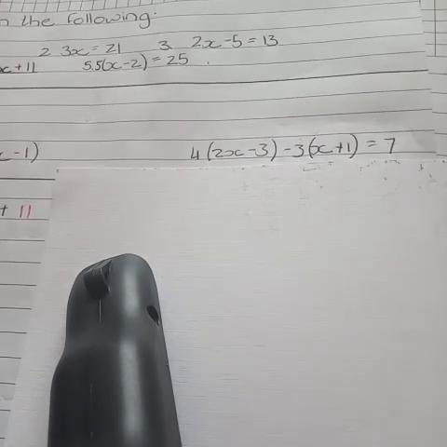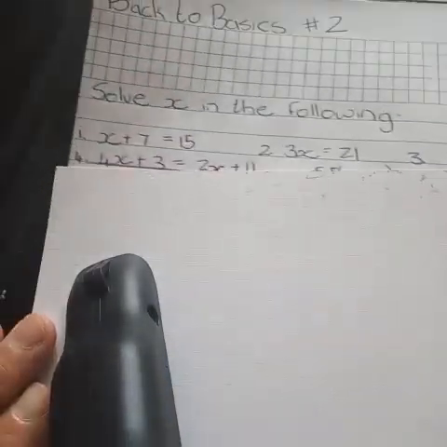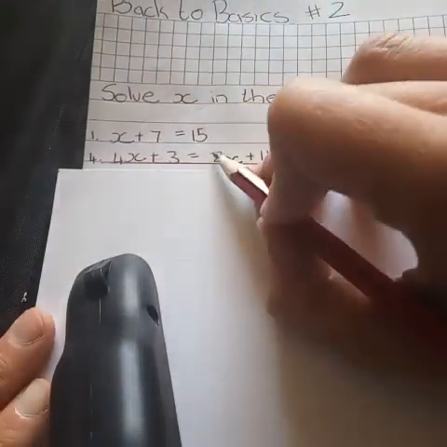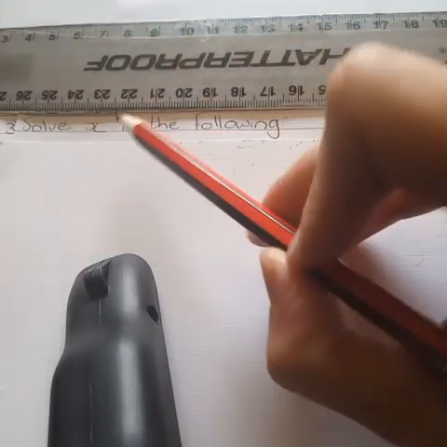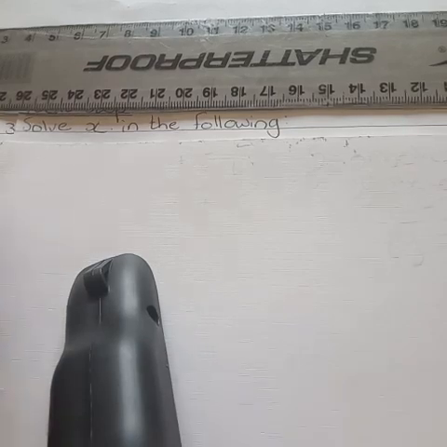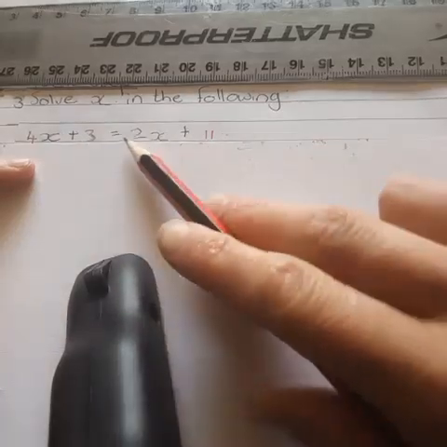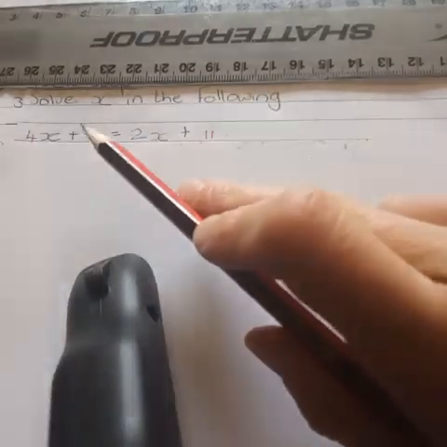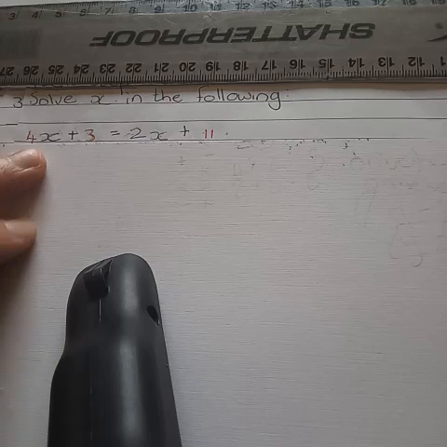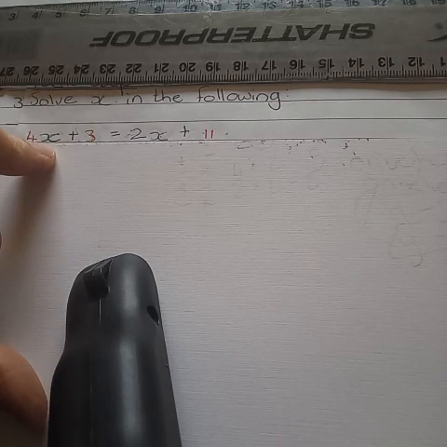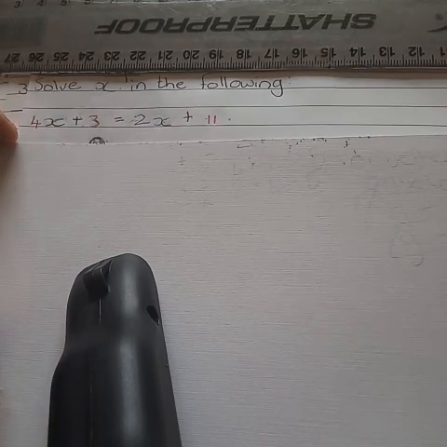Now, to help you with these sums, I'm going to go back to number 4, and I'm going to cover it with you. We're going to solve x in the following. This is the sum of number 4 that I will cover with you now. 4x plus 3 equals 2x plus 11. We want to have our unknown on its own. If you know it from video number 1, it helps a lot. We're going to do it like this.